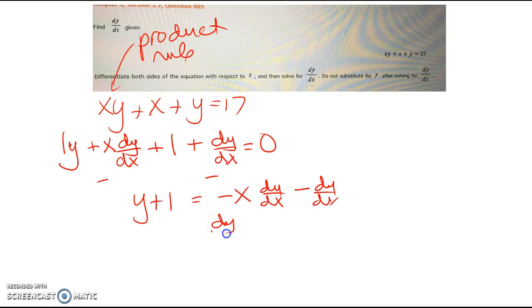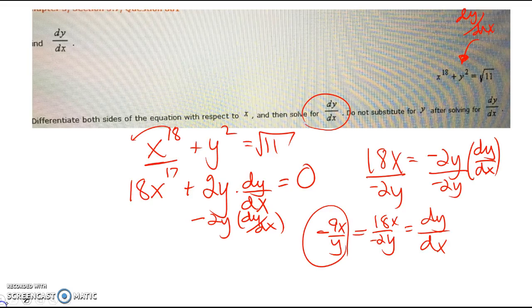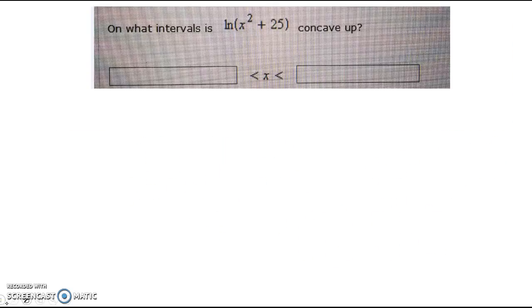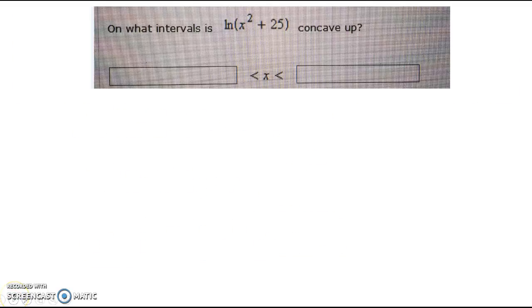Let's pull out a dy dx, and we have negative x minus 1. Divide by negative x minus 1 on both sides. So dy dx should equal y plus 1 over negative x minus 1. I'm just going to back up and make sure we covered, oop, we did miss a few here, didn't we? So, I'm going to move to this one.